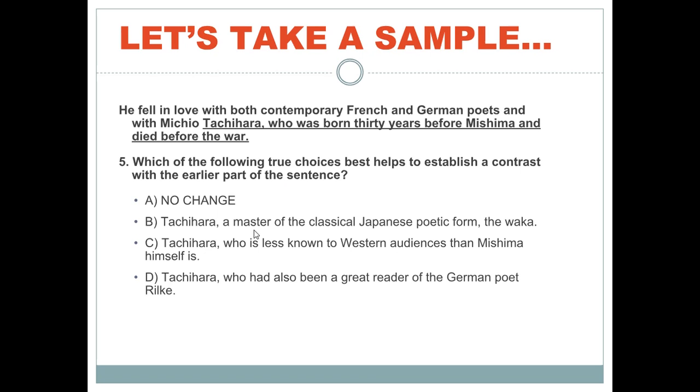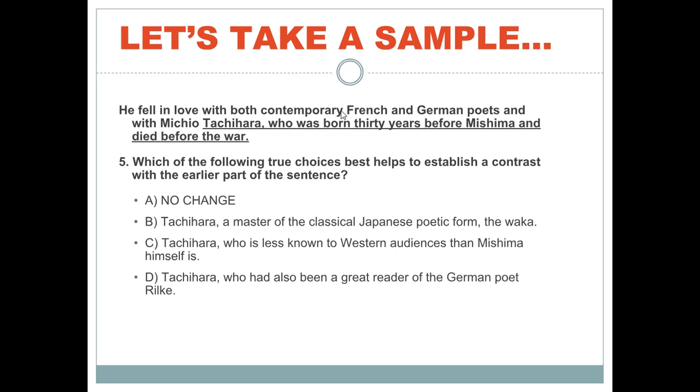Well, the choice that we have here, Takihara, I think that's how it's pronounced, who was born 30 years before Mishima and died before the war. Well, the first part of this sentence is talking about contemporary French and German poets, and then the second part's talking about someone who was born before someone else. That doesn't seem to be a contrast. There's no direct opposites. If we change it to a master of the classical Japanese poetic form, the waka, well, that seems to work a little better.